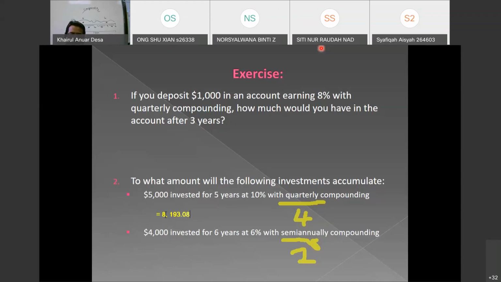Alright, the last one, tadi berapa? 5,703. Okay, 5,000. Okay, here is 5,703.04. Okay, boleh faham kan? Right, boleh kita sambung.